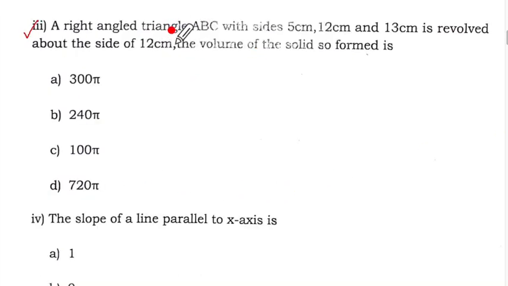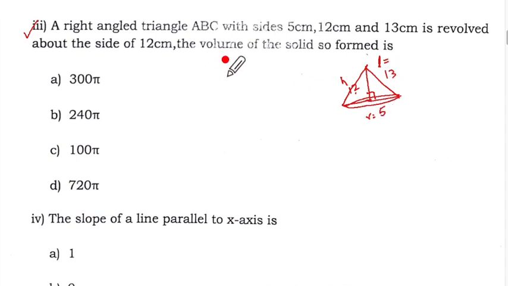The third question, a right angle triangle ABC of sides these is revolved about the side of 12 centimeter, and the volume of the solid so formed. So let us look at the right triangle, which is like this. This is 13, this is 12 and this is 5. If it is revolved around this side of 12, you will get a solid like this. So it will become a cone with height equal to 12, slant height equal to 13 and radius equal to 5.